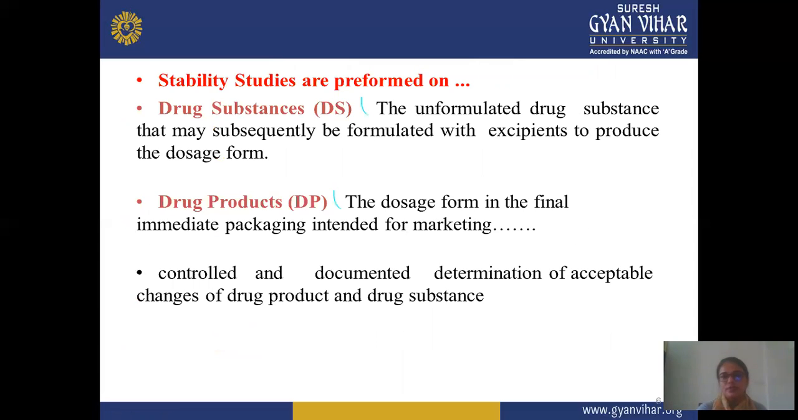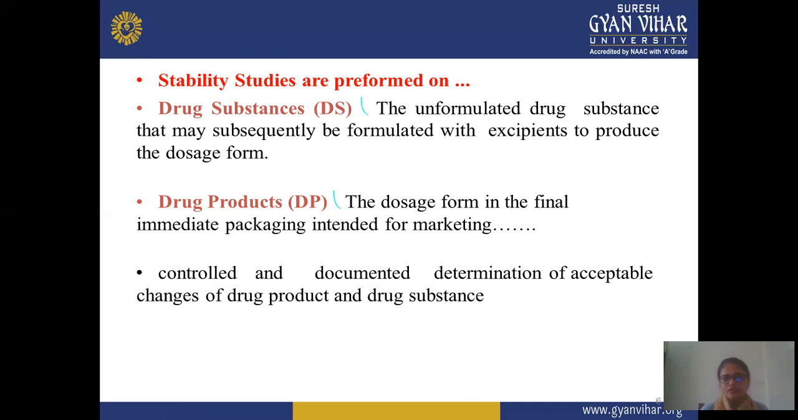Next, a stability study is performed on a drug substance or maybe on a drug product. In drug substance, the unformulated drug substance may subsequently be formulated with excipient to produce a dosage form. Drug substance means maybe your excipient, maybe your drug or an individual ingredient. So before starting your formulation, you also check drug substance stability individually. And in this you mainly check, over a particular time limit, the interaction, maybe excipient or drug interaction. All the drug substance required for your formulation should be free from microbes or should be in a stable condition. You ensure all these properties.